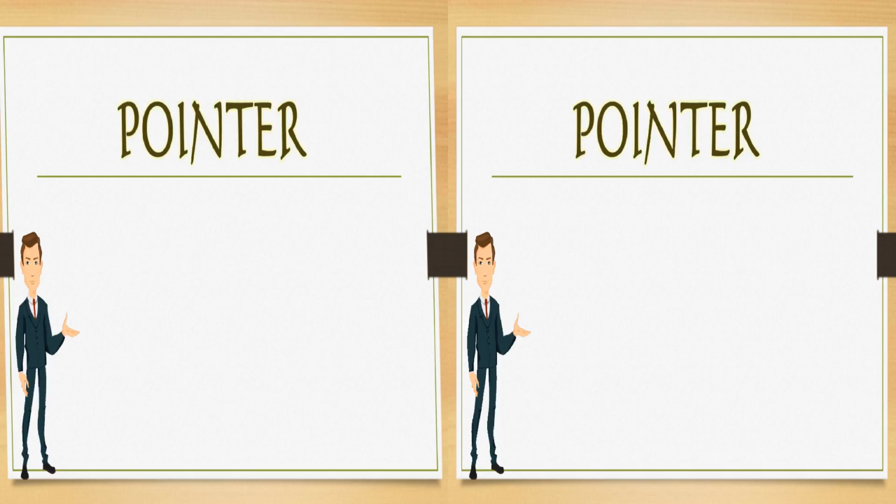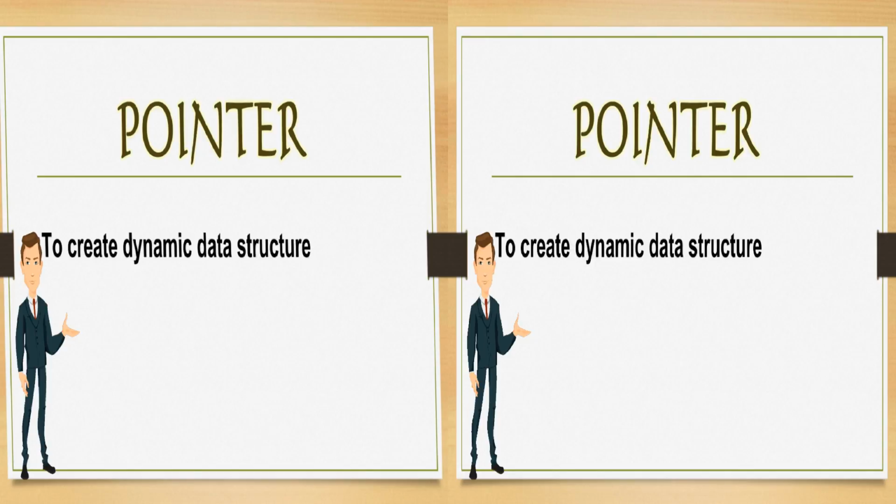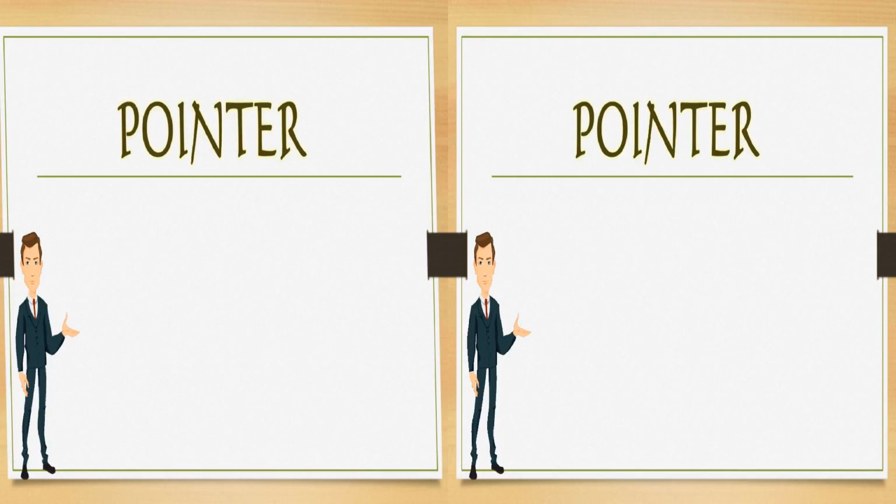Why do we want to use pointers? The first reason is to call a function by reference, so that the data will pass to the function and change inside the function. The second is to create dynamic data structures which can grow larger or smaller as necessary.